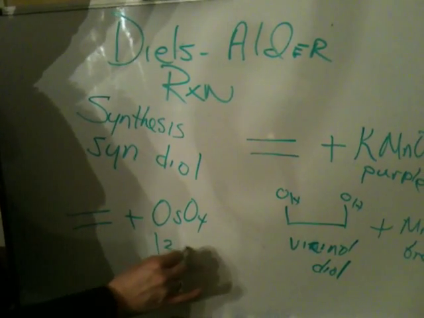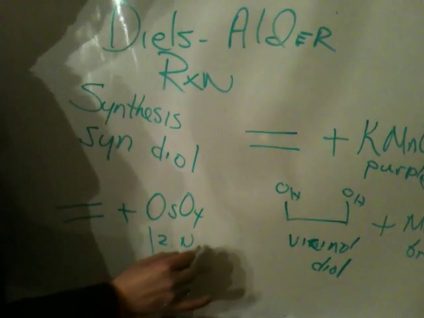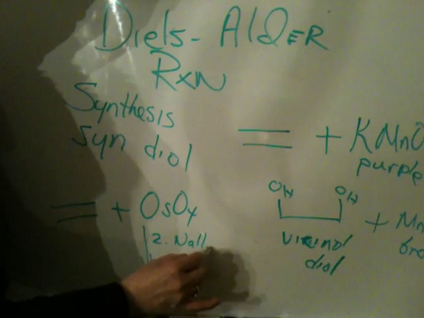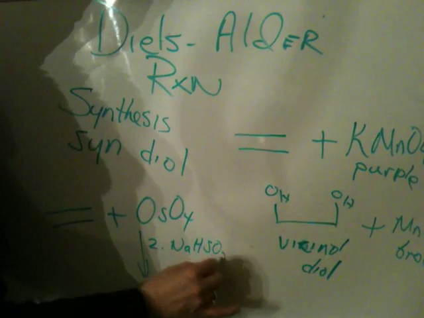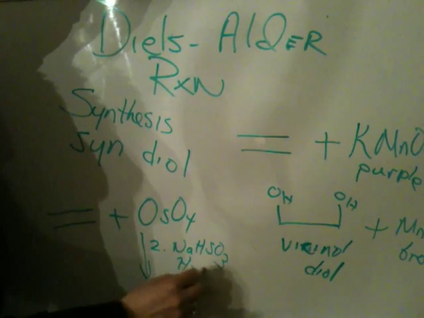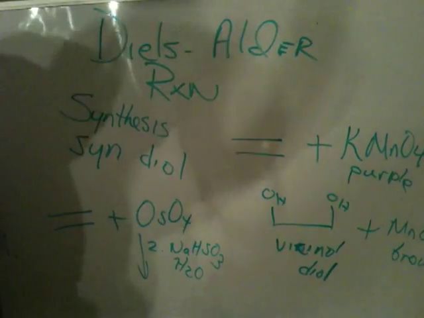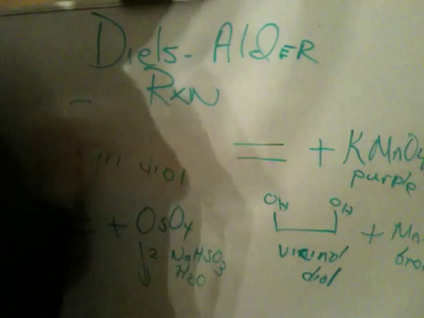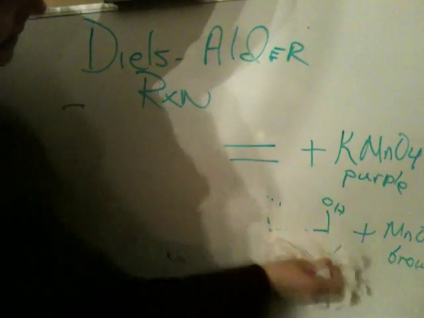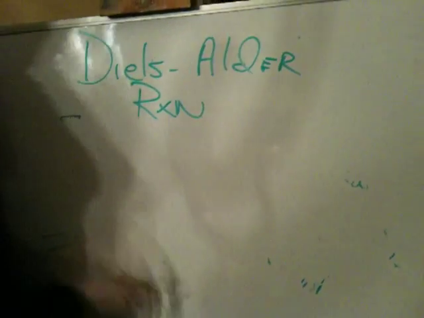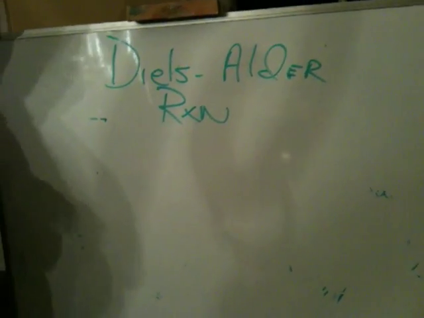And in the second step, notice it's not a one pot. You add sodium bisulfite and water. Okay, so that you don't think I totally neglected you on this reaction, roughly what's happening. And you would write similar mechanisms for the two reactions.